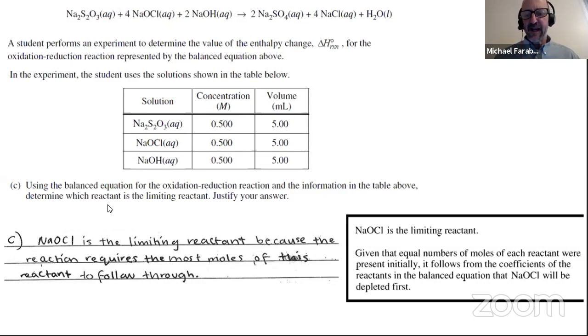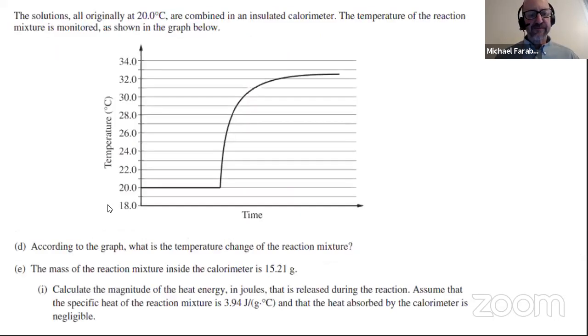All right, here's our next question. We are given a graph. We're talking about solutions that are being mixed together, and there is a temperature change. This is a calorimetry experiment. The solutions, all originally at 20 degrees Celsius, are combined in an insulated calorimeter. The temperature of the reaction mixture is monitored as shown in the graph below. Now the graph starts out at 20 degrees Celsius and then it rises and plateaus somewhere between 32 and 33.